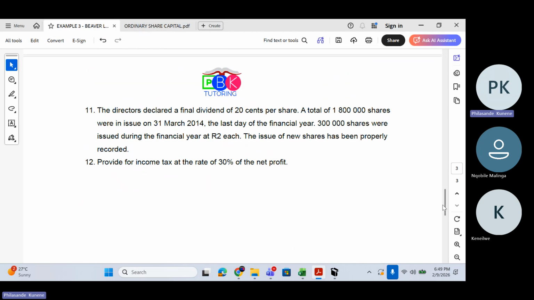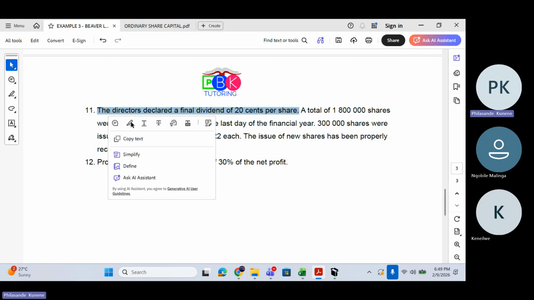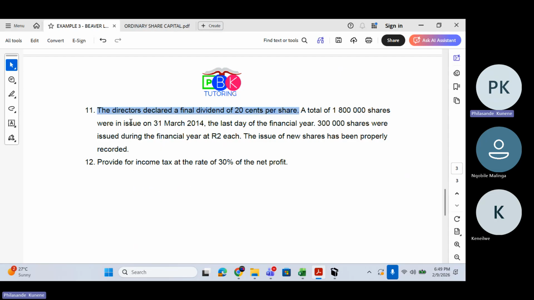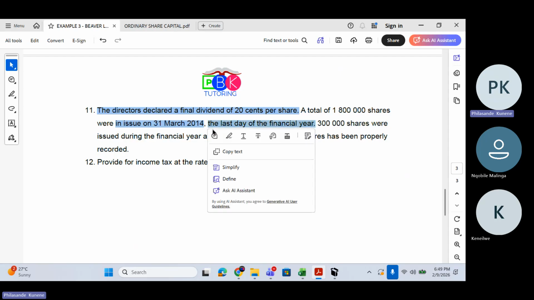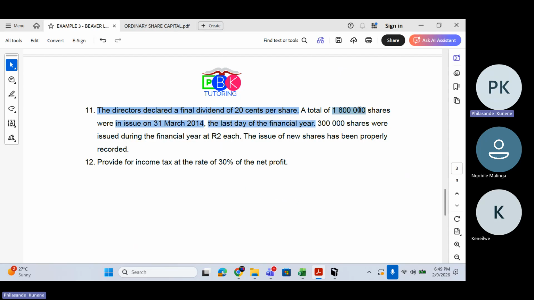Okay, let's see what they're saying here. They're saying the directors declared a final dividend of 20 cents per share, right? A total of 1,800,000 shares were in issue on 31 March 2014, the last day of the financial year. Can you see now how many shares were in issue on the last day?